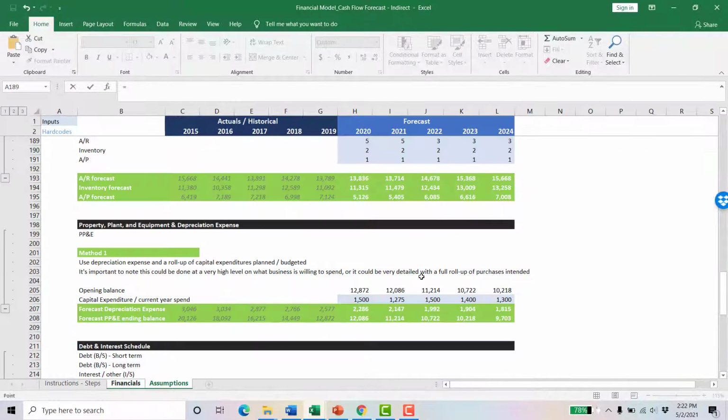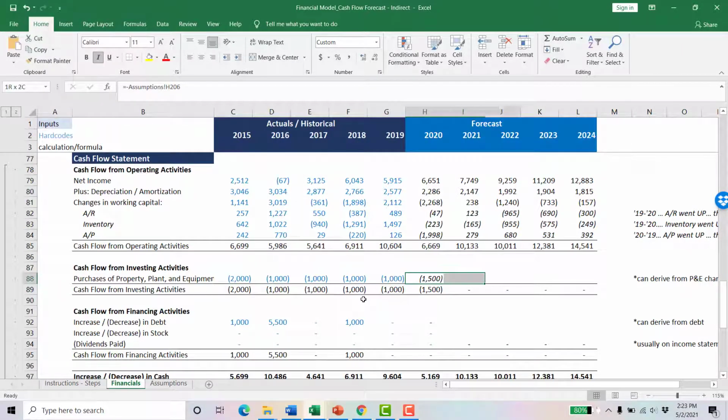So if we flip to our assumptions, you can see that when we forecasted PP&E and depreciation expense, we planned a capital expenditure of $1,500 to $1,275, etc. So when you're spending $1,500, you'll have to make this a negative. So you can see we had a negative sign in front because that's a cash outflow. Drag that to the right.